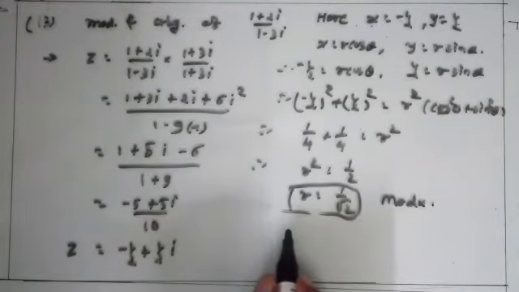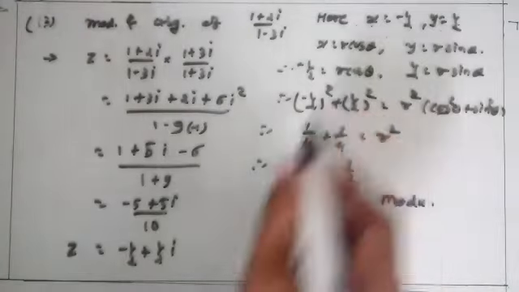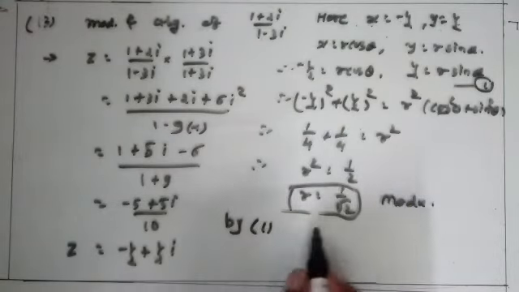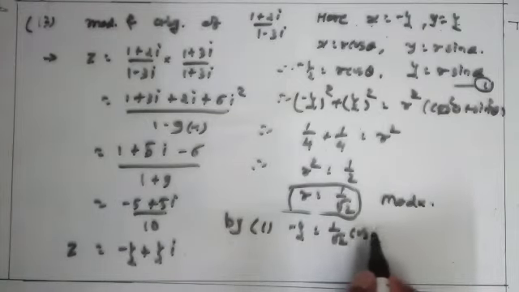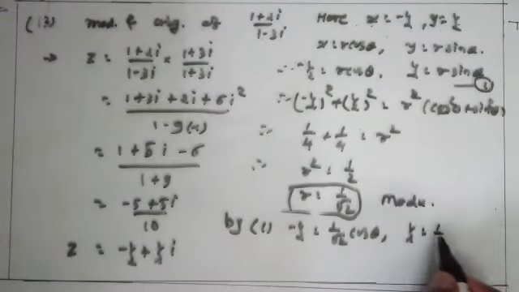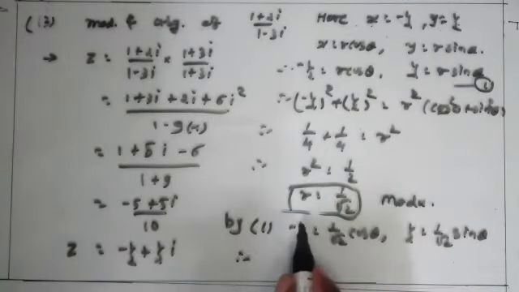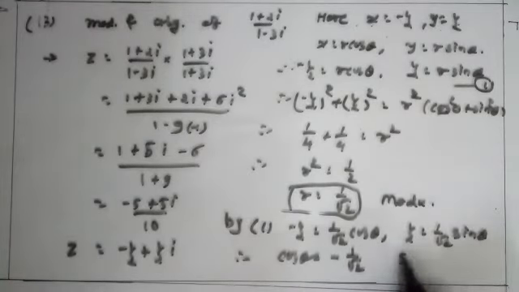Now to get the argument, replace r is equal to 1 upon root 2 in this number. 1 by 1 minus 1 by 2 is equal to 1 upon root 2 cos theta, and here 1 by 2 is equal to 1 upon root 2 sin theta. Clear this? Therefore root 2 take this side, so cos theta is equal to minus root 2 upon 2, that becomes 1 upon root 2. Clear this? Similarly sin theta is equal to 1 upon root 2.